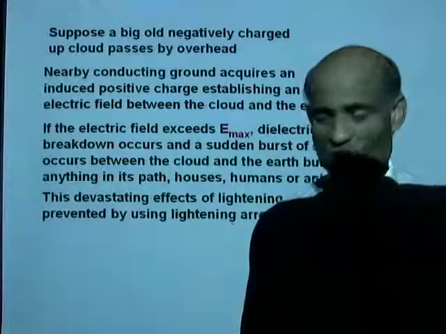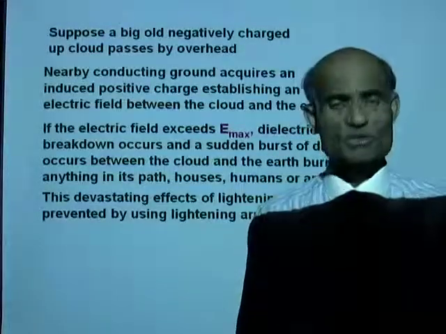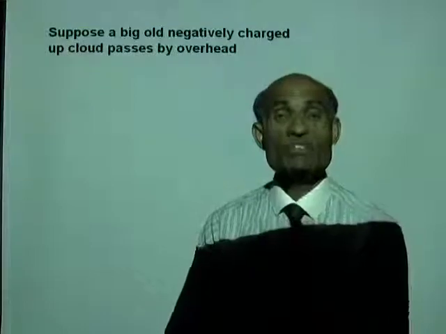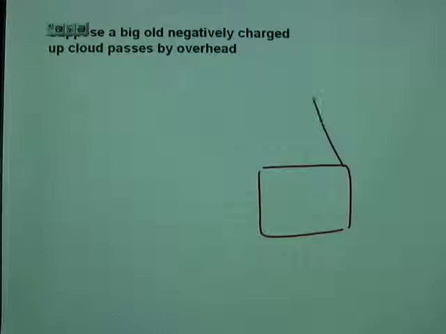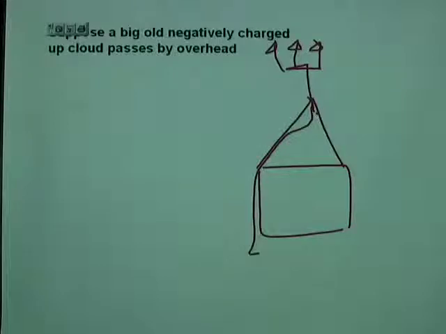Now what is a lightning arrester? Have you seen one of those? A lightning arrester is an arrangement of conductors that have pointed ends. Suppose you have a building here, a very tall building. Now install on top of the building something like this, spiked conductors, connected to the ground. You know what grounding means.